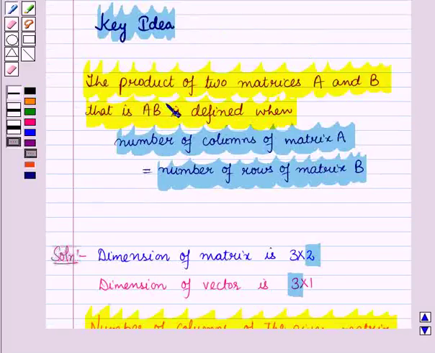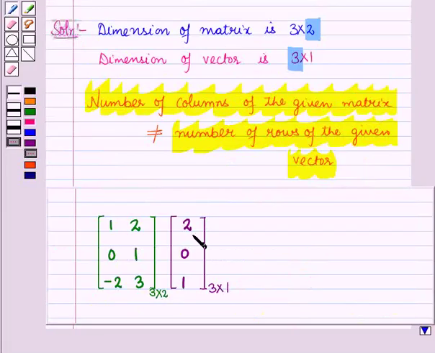And from the key idea, we know that the product of two matrices A and B is defined when number of columns of matrix A is equal to number of rows of matrix B. So here, as the number of columns of the given matrix is not equal to number of rows of the given vector, so this product is not defined.